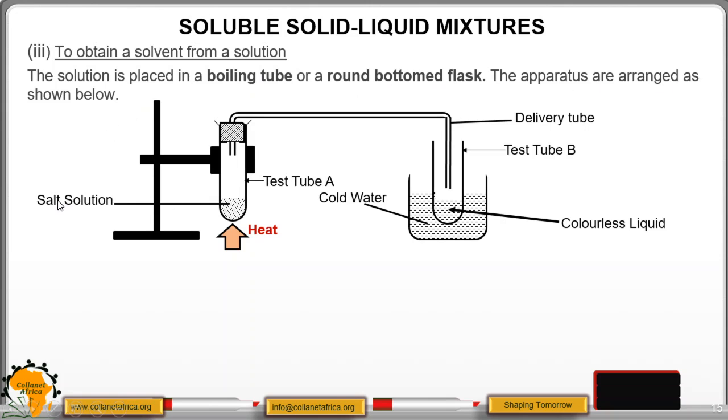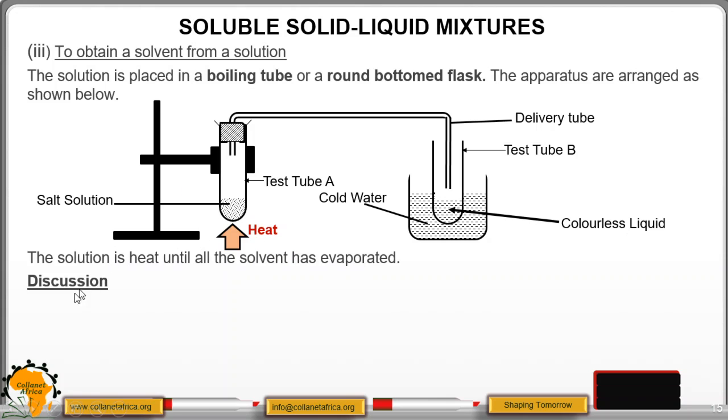So we have the salt solution, we have the boiling tube or the test tube. Heating is going on. Then you have the delivery tube and test tube B. We have the cold water. This is a colorless liquid. The solution is heated until all the solvent has evaporated.